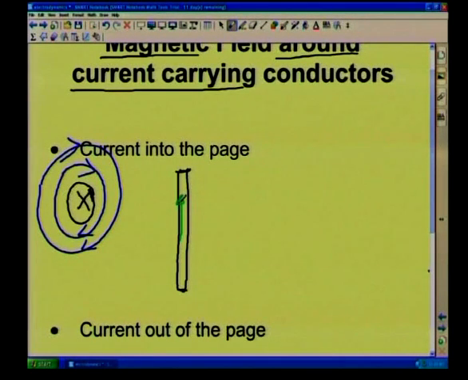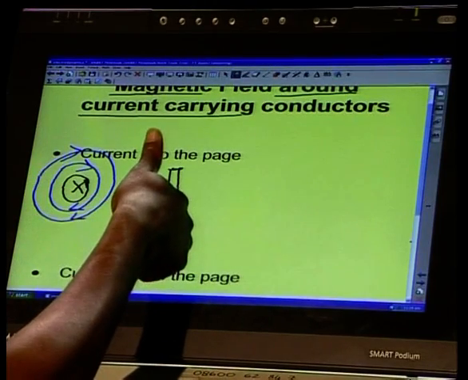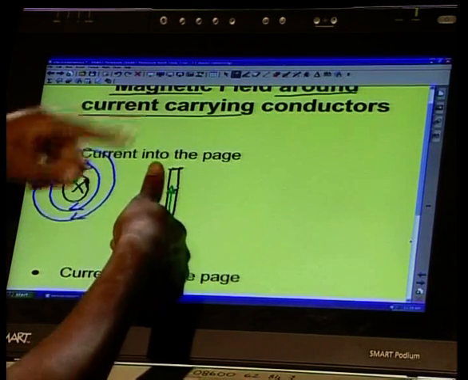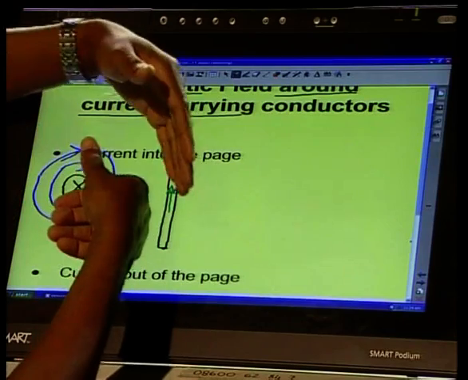Okay? Let's say the current is in that direction. So let me try and put it somewhere right in the middle. Pen is failing me. Yeah, there we go. So that is the direction of the current. Now, in the same way, just look carefully on the screen there. I'm going to use my thumb here to show the direction of current in the conductor. So that's the direction of the current. My curled fingers tell me the direction of the magnetic field.